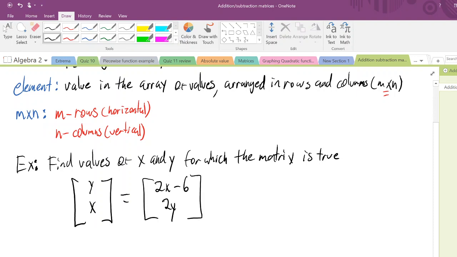This probably does not look anything like what we've done before, but it's going to be pretty simple. All you have to do is make sure the dimensions match. This is a 2 by 1 and this is a 2 by 1 as well, because I have 2 rows and 1 column. So I'm going to set this y equal to this and this x equal to that. I'm going to rewrite it as different equations.